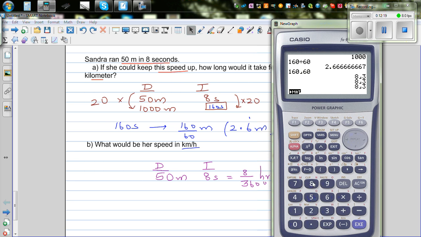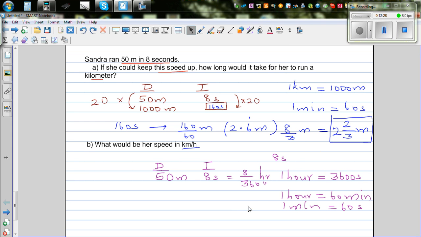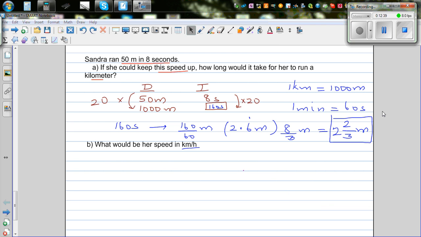So let me do that, 8 divided by 3600. This is a very small number. Okay, so let's leave it like this. So 1 hour, you want to express that in kilometers per hour. I got a bit confused when I was trying to explain this. Sorry for the interruption. So now the next question is, what would be her speed in kilometers per hour?